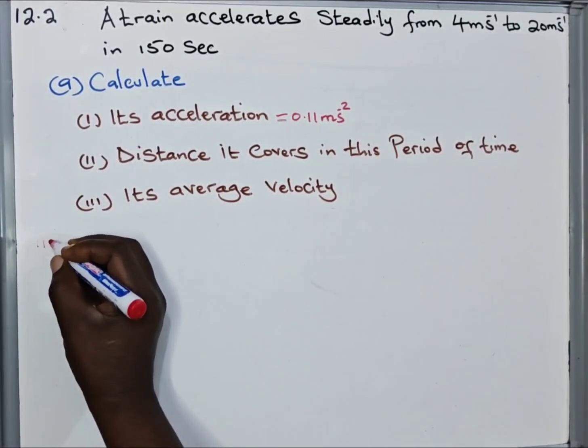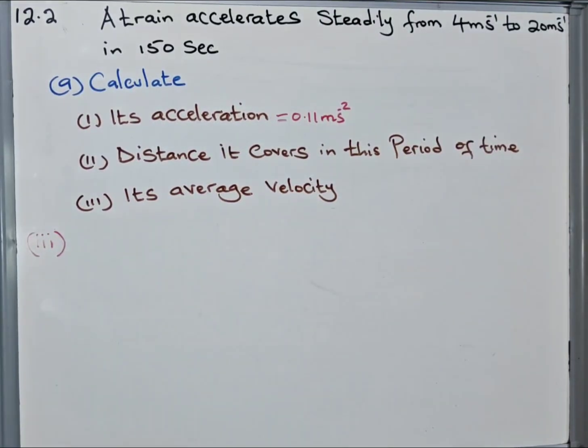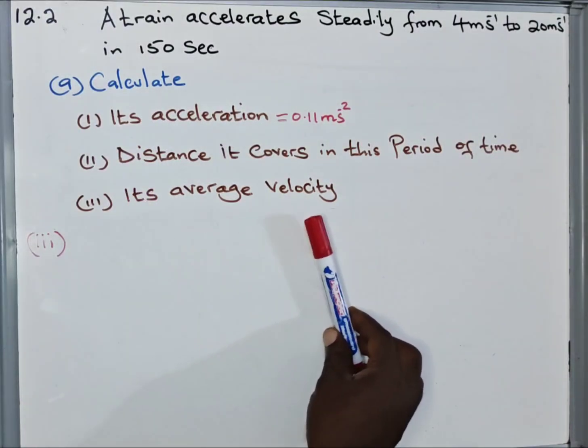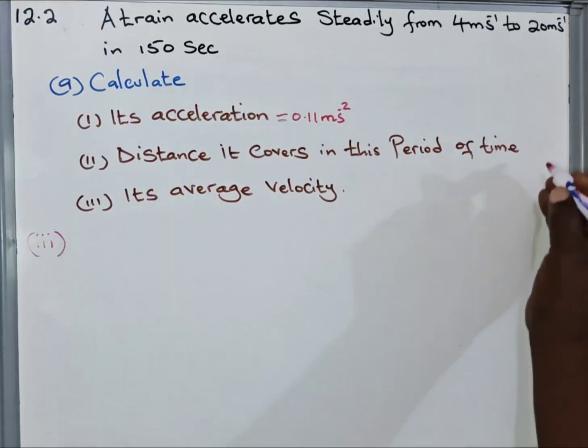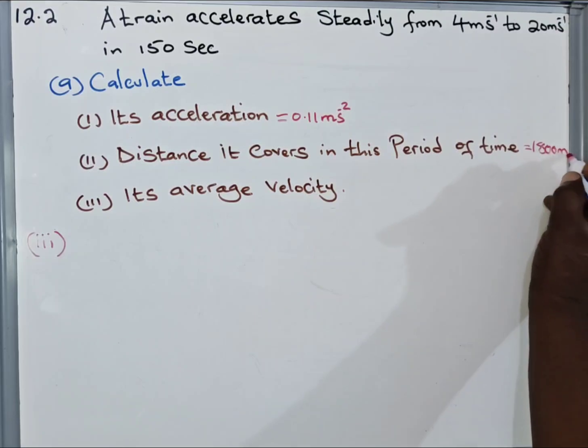Then you come to number 3, which says: calculate its average velocity. We must not forget that the distance we've got here is 1,800 meters.